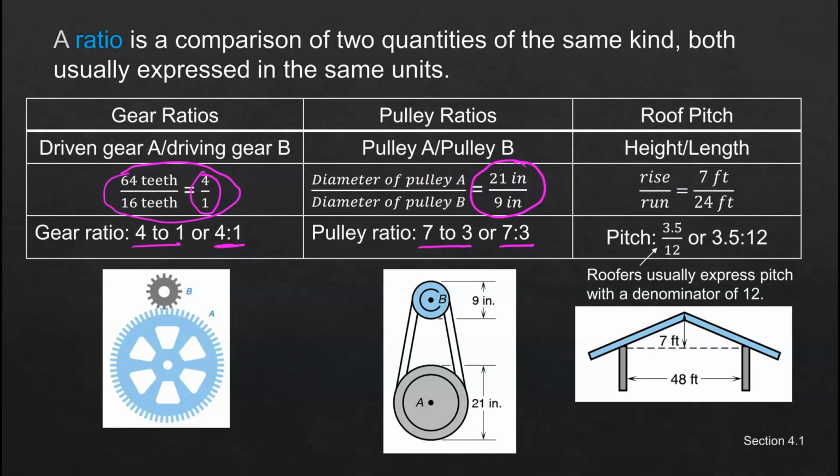And on this last one, we have 7 feet to 24 feet. But because we often want the pitch of a roof to be written with a 12 in the denominator, we're not going to simplify that quite as far. So if we divide them both by 2, we get 3.5 to 12, and then that is about the pitch of a roof.